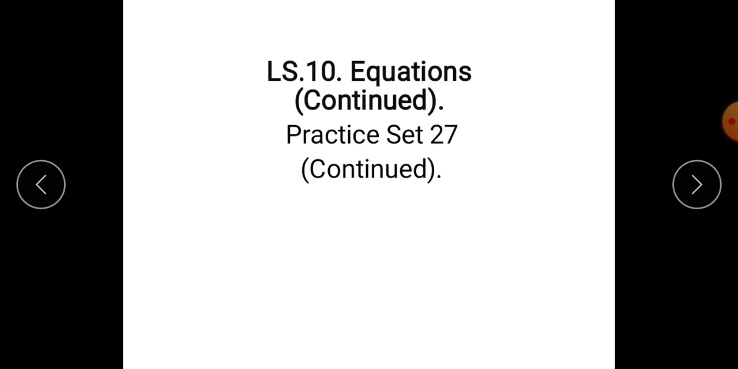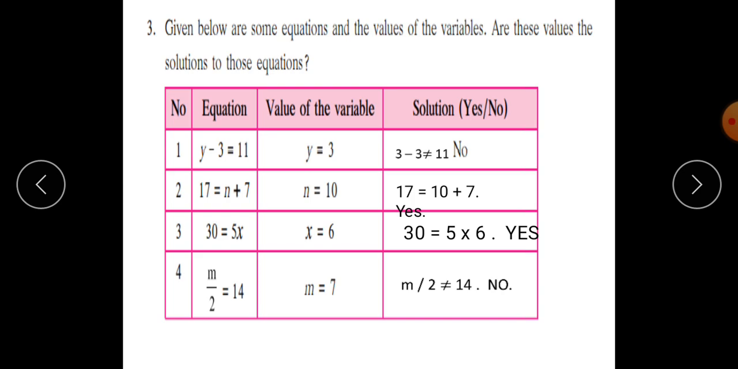We have completed question number 1 and question number 2. So question number 3 is: given below are some equations and the values of the variables. Are these values the solution to those equations? We have to find out. They have done the first one. They have made 4 columns in the given table. First one, number, equation, value of the variable, solution yes or no.